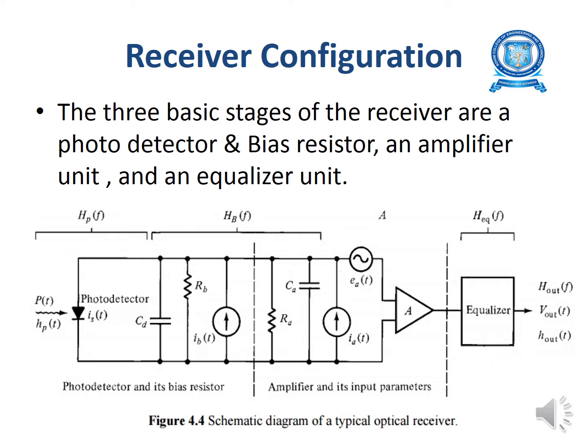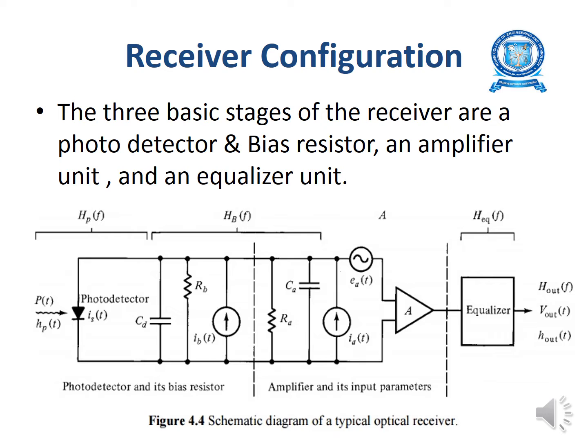Next, the equalizer unit. The equalizer unit is a linear frequency shaping filter which is used to compensate for the effect of signal distortion and inter-symbol interference which arises in the optical channel. It accepts the combined frequency response of the transmitter, fiber and the receiver and transforms it into a signal response that is suitable for the following signal processing unit. The last unit is the signal processing unit.